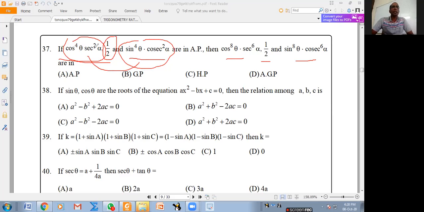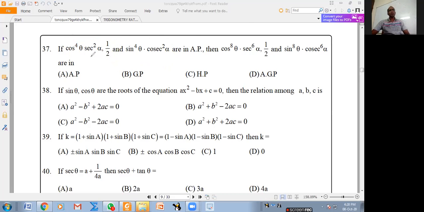Here, actually, theta and alpha should be the same. So we should get some idea about it. Not by guessing, though; if you guess, it is easy. If theta and alpha are the same, this will become cos square theta, this will become sin square theta, and cos square theta plus sin square theta is 1, which is 2 times 1 by 2. But how, without guessing, will we prove that theta must be alpha?